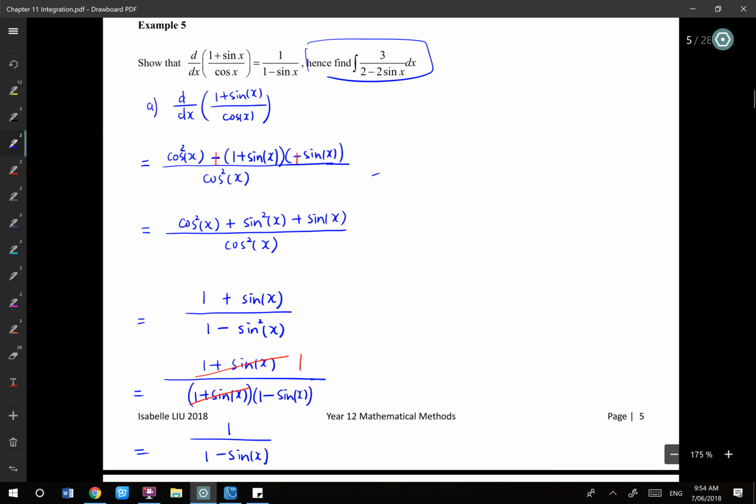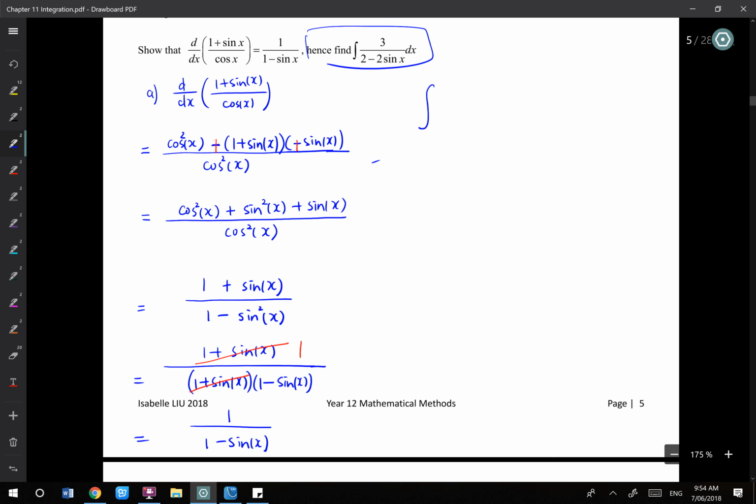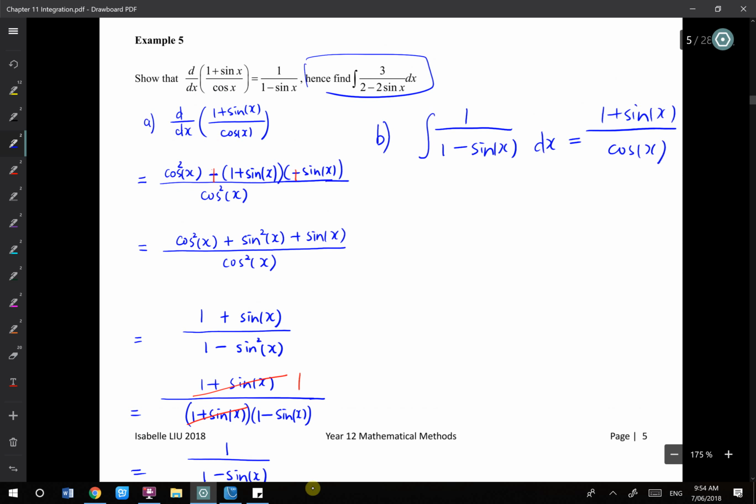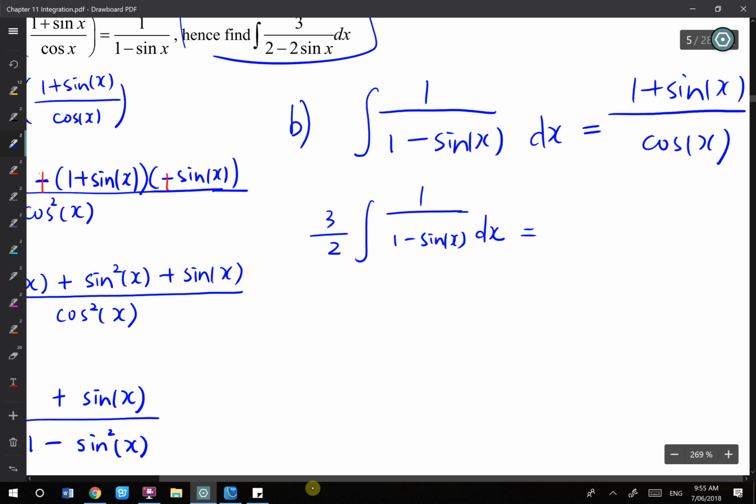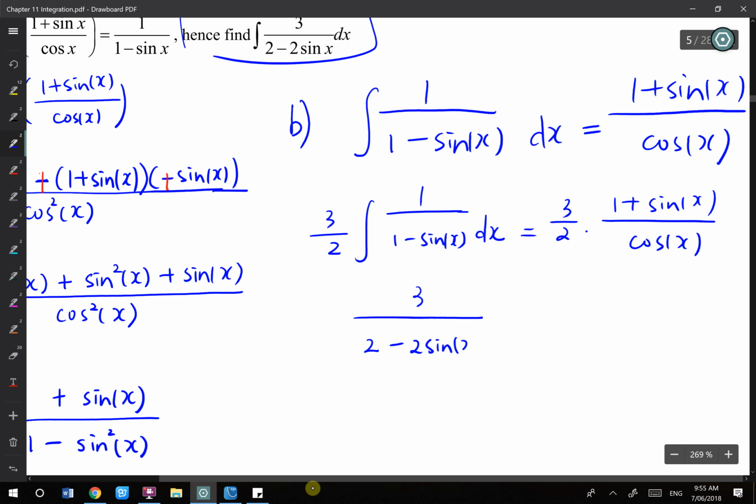Now what I want is, the integral of 1 minus sine x dx will equal 1 plus sine x over cos x. I hope you can see the coefficient difference between this one and that one. So that's a 3 over 2. And I can times the 3 on the numerator and 2 on the denominator. So that's 3 plus 3 sine x over 2 cos x plus c.